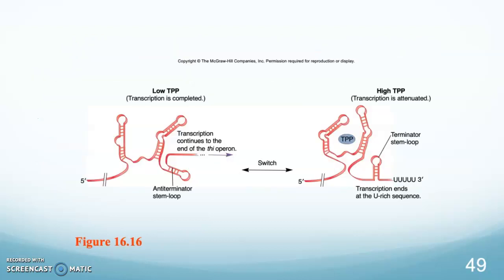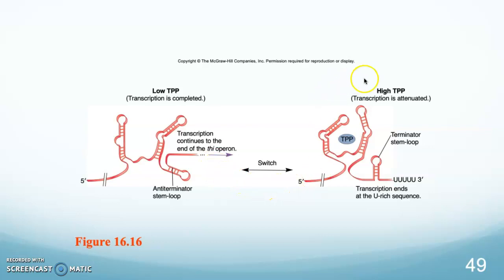And I think I have a picture of this. So when we have low TPP, so we need more of this particular vitamin made, what ends up happening is that we have the 5' end, we have the mRNA, and we have what is called an anti-terminator stem loop, meaning that transcription can occur to the end of this particular operon.